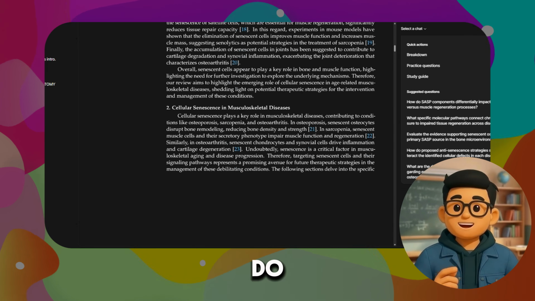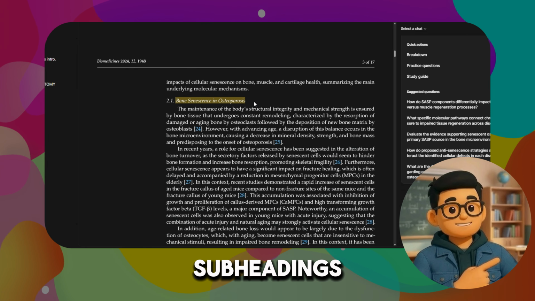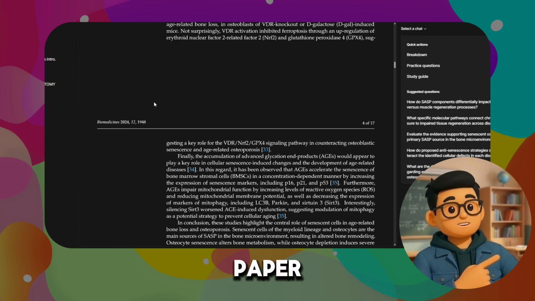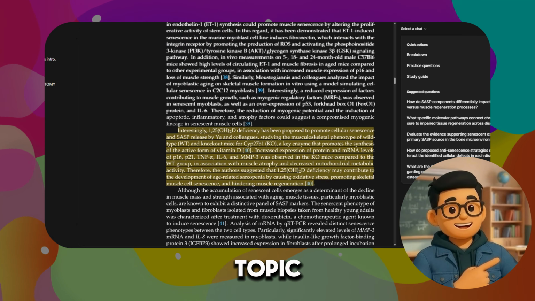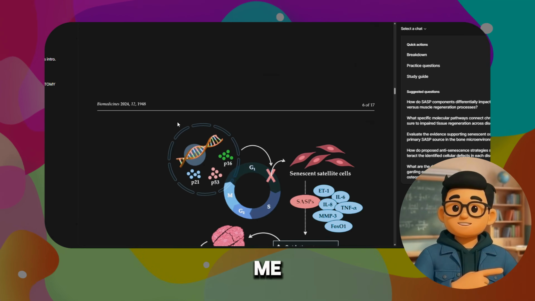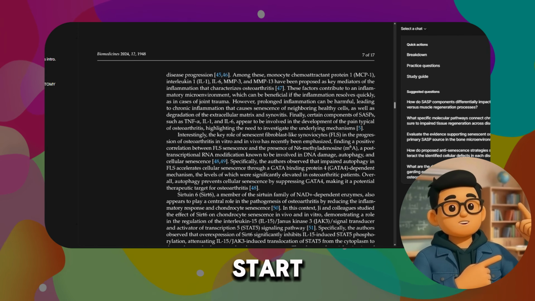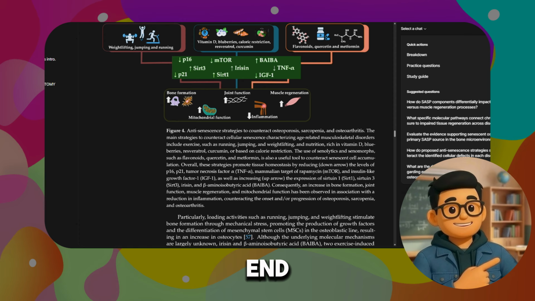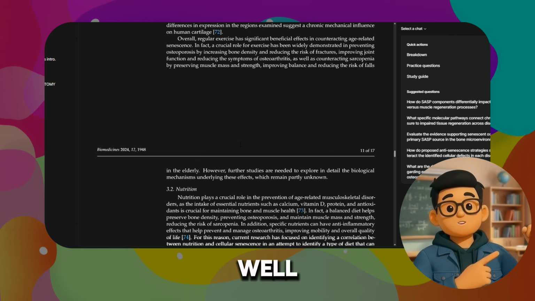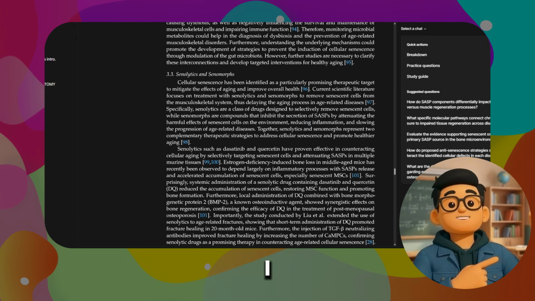The first thing I do is scan all the headings and subheadings. Right away, I can see that the paper is broken into several clear sections, each focusing on a different part of the topic. These headings already tell me the story I'm about to walk through when I start reading in detail. I also noticed that there's a solid reference list at the end, which tells me this paper is well supported by previous research. Then I look at the figures.